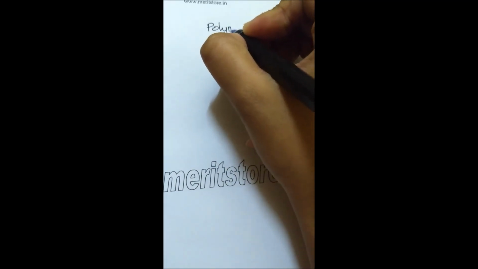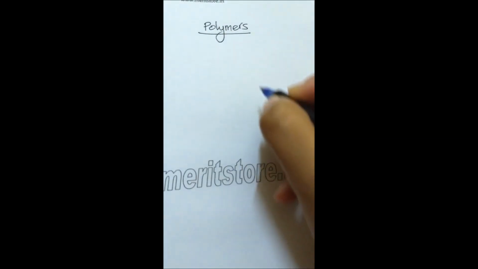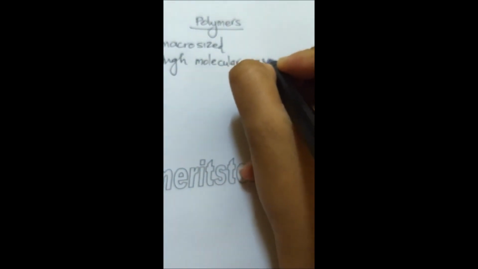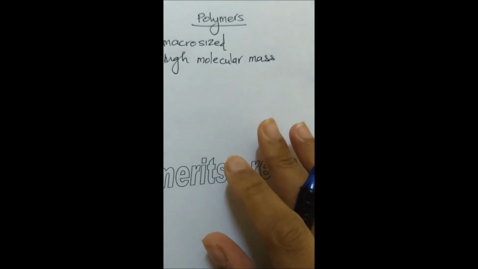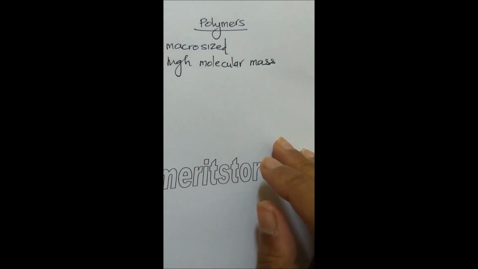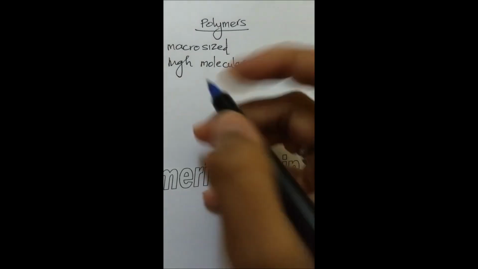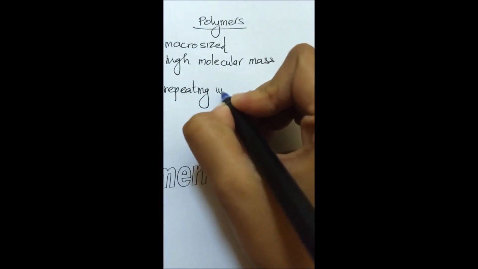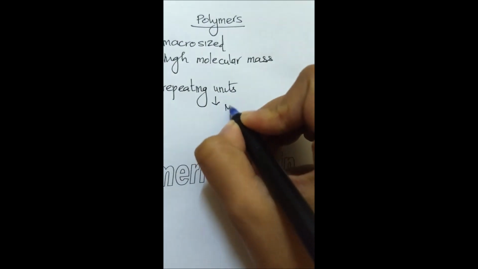Polymers. Polymers are macro-sized, high molecular mass compounds. And they are made by the combination of a large number of repeating units. These repeating units are called monomers.